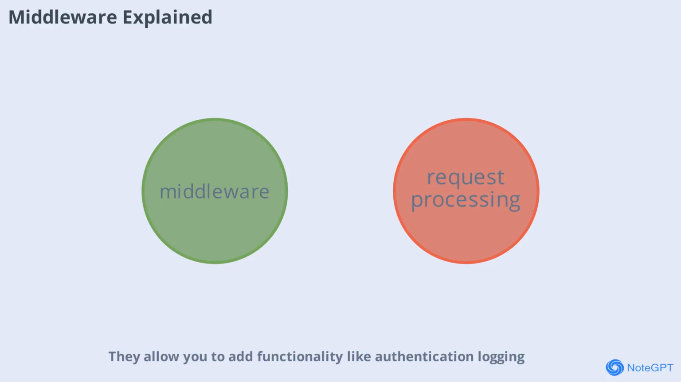Middleware in Django are hooks that process requests and responses globally. They allow you to add functionality like authentication, logging, or security checks to every request without modifying your views. Middleware makes it easy to implement cross-cutting concerns and keep your codebase clean and organized.